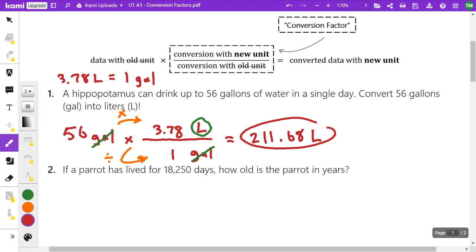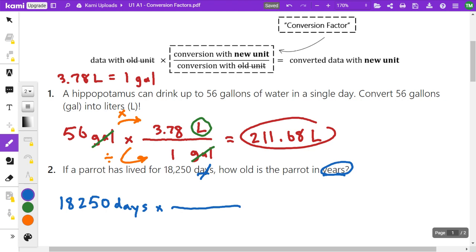Let's do another example. If a parrot has lived for 18,250 days, how old is the parrot in years? Okay, again, before I do anything, I'm going to rewrite my measurement to know that this is what I have to change. 18,250 days. And I will need to multiply and divide it by a conversion factor that contains both the unit of days and years, where hopefully I get rid of the days unit and I end up keeping the years unit.